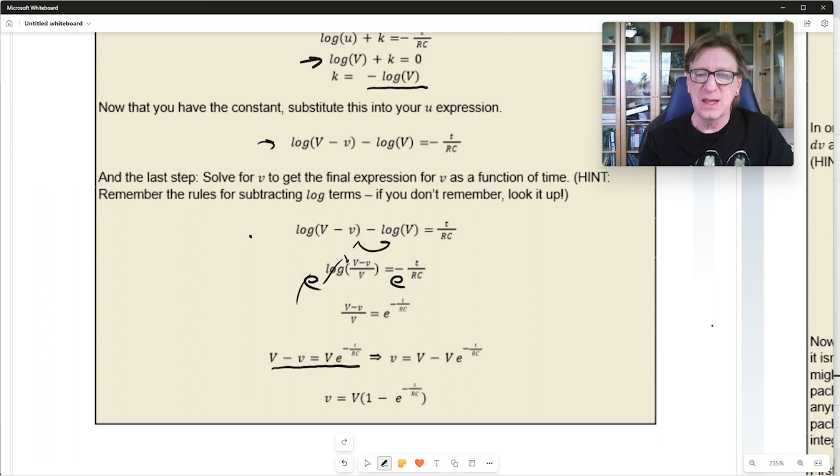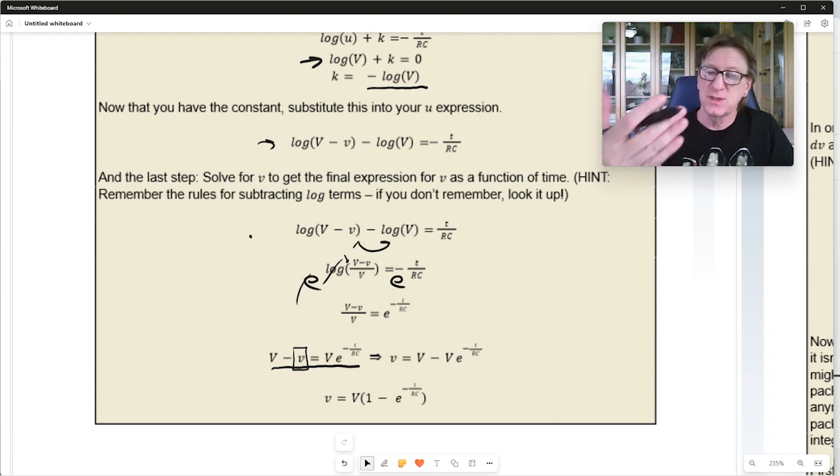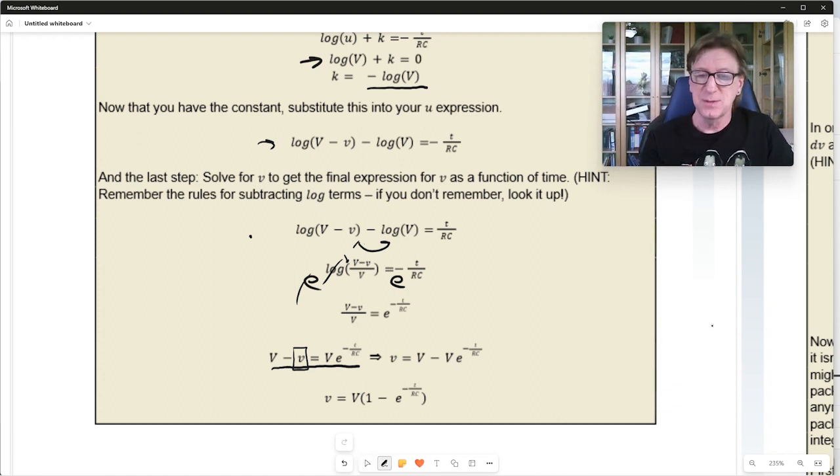So then finally, I want v by itself, little v, because that's the part that's varying as a function of time. That's the voltage of the capacitor as a function of time. And so I'm going to subtract my capital V and put it over here. Get rid of the negative sign here, and this is my final expression.